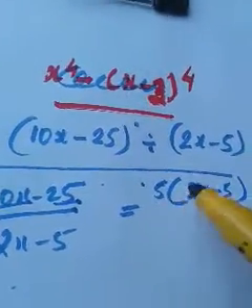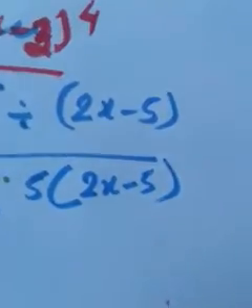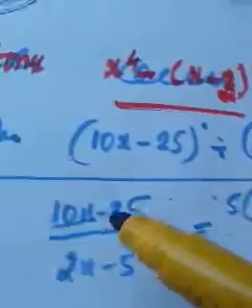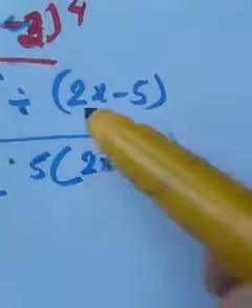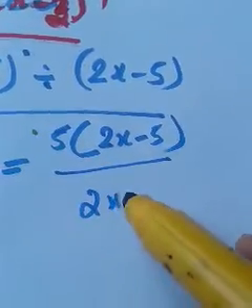Why? Because if you have any doubt, you just multiply in your mind and check whether this is correct or not. What is 5 into 2x? 10x. We are getting 10x, no? What is 5 into minus 5? We are getting minus 25, no? Yes, correct. And the denominator is as it is, 2x minus 5.